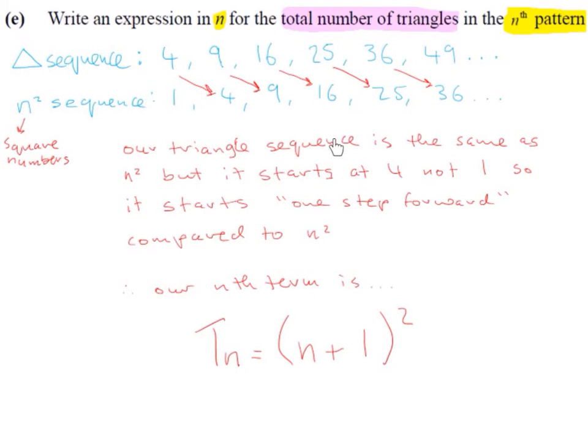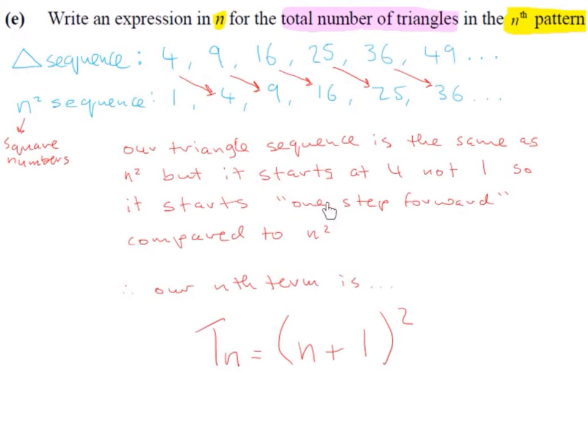So our triangle sequence is the same as n squared, but it starts at 4, not 1. So our sequence starts at 4, but the square number sequence, or the n squared sequence, starts at 1. So it starts one step forward compared to n squared. So instead of starting at 1, our sequence starts at 4. So our nth term is going to be (n plus 1) squared.